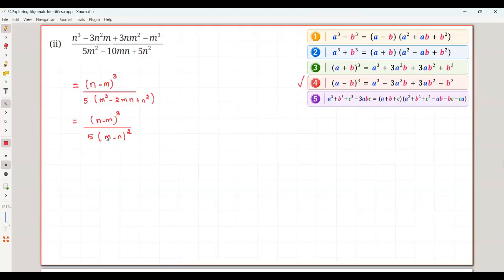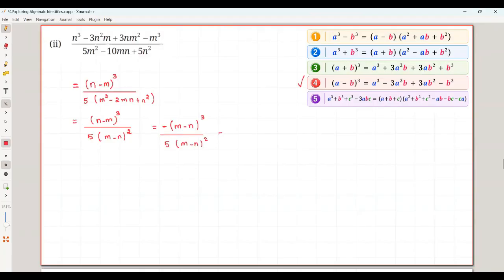In alphabetical order, m will come first, m n. If I take minus outside from this, both will become equal. Then I can cancel, right? So I'm taking minus outside. If I take minus outside, minus will become plus, so it will become m minus n the whole cube, divided by 5 into m minus n the whole square. Now both are equal, I can cancel it.